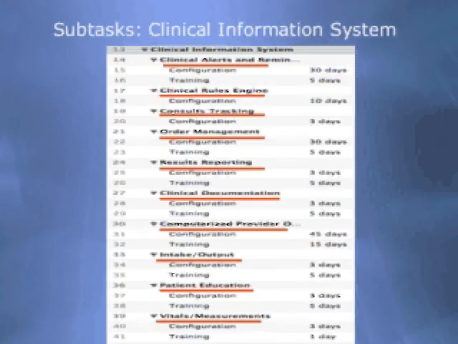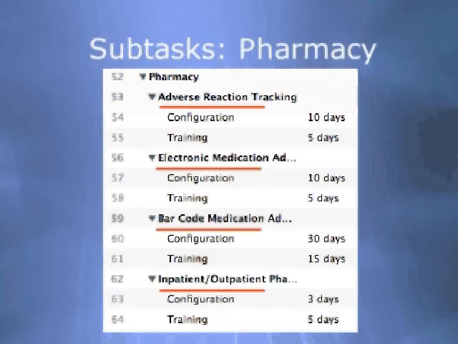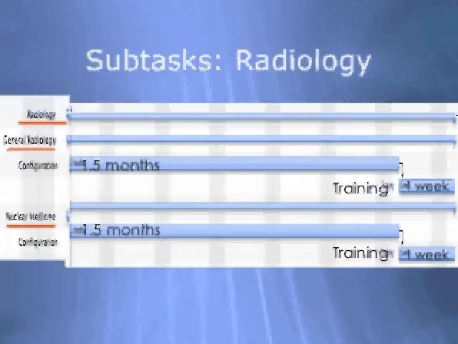Here's a list of subtasks for clinical information system. Here's the flowchart of these subtasks. Here's a list of subtasks for pharmacy. Here's the pharmacy flowchart of subtasks. Here are the subtasks for radiology.